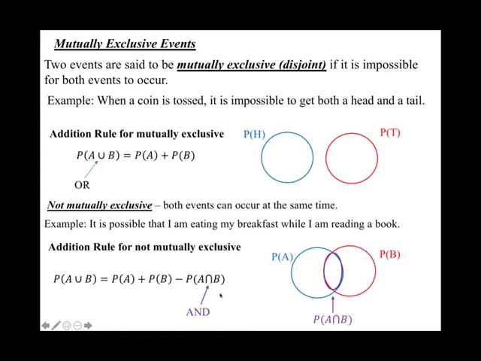So keep in mind, if you are working on a probability with or, first think about it: is it mutually exclusive events or not mutually exclusive? And then you apply the formula.